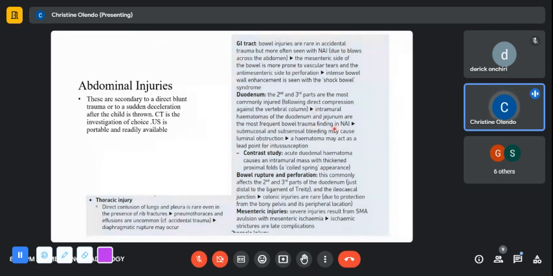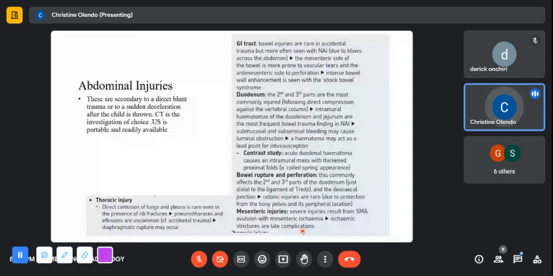This is the most frequent bowel trauma finding. And then the hematoma can also act as a lead point for intussusception. And then bowel rupture and perforation, commoner in the second and third parts of the duodenum and the ileocecal junction. Colonic injuries are rare, and then you have mesenteric injuries, which are severe injuries resulting from SMA avulsion.